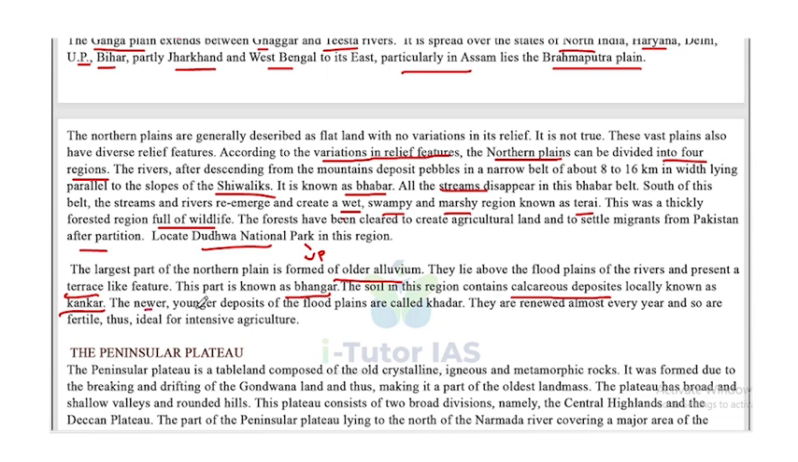The newer, younger deposits of the floodplains are called Khadar. Okay, so the final one is Khadar, that is the newer and younger deposits of floodplains. They are renewed almost every year and so are fertile and thus ideal for intensive agriculture. Okay, so they are renewed almost every year. That's why they are very fertile soil, ideal for intensive agriculture.